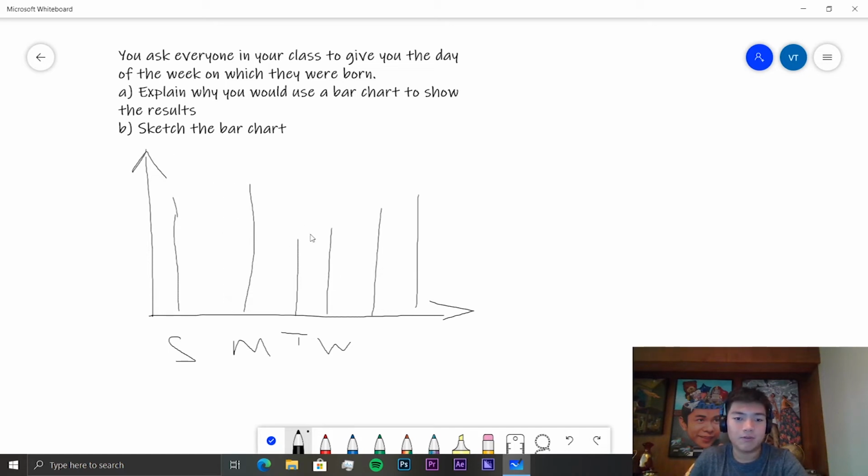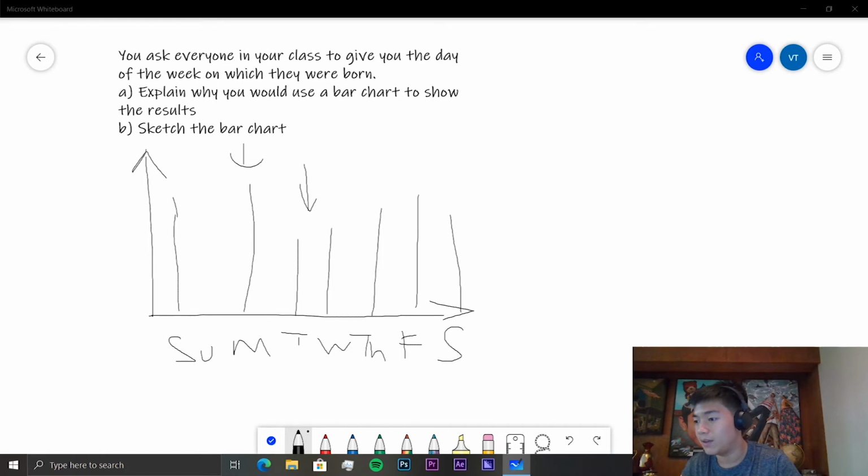Finally, sketch the bar chart. We would expect something roughly even with a bit of variation, so something like this. Sunday, Monday, Tuesday, Wednesday, Thursday, Friday, and then Saturday. We want a roughly even distribution, but we have a few discrepancies. Here, we have fewer people born on Tuesday and Wednesday and more people born on Monday. That's perfectly normal. That's part of the random nature of life.